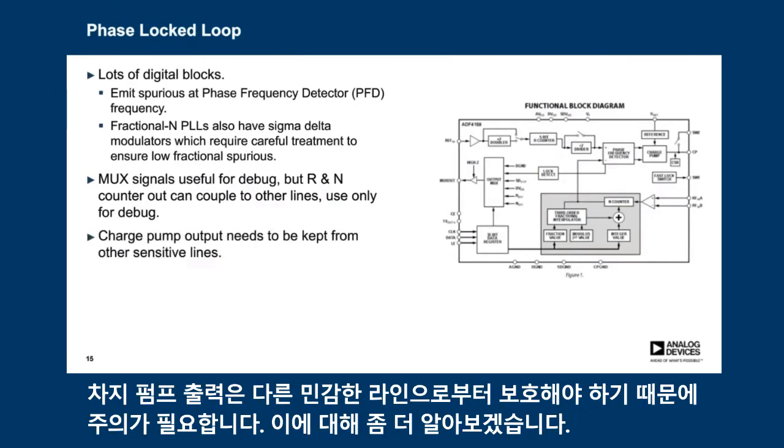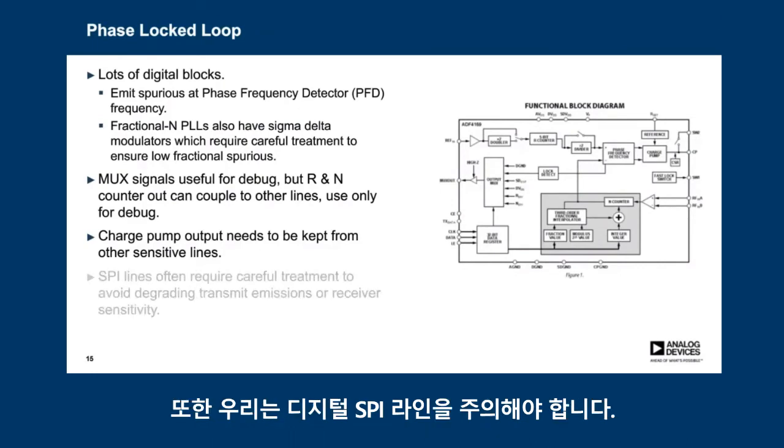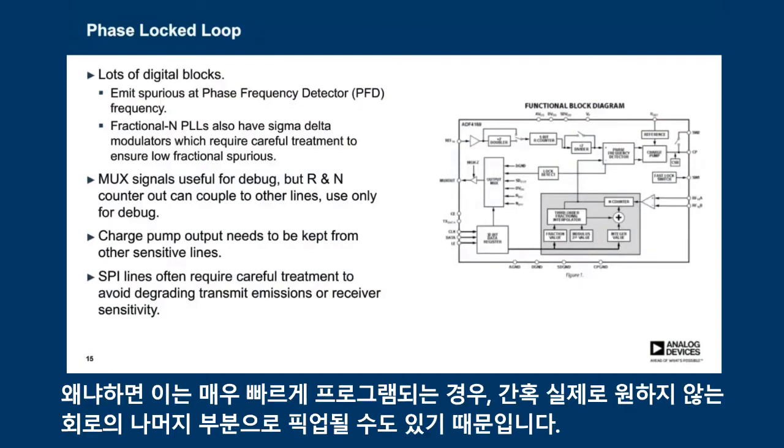The charge pump output then needs to be kept away from other sensitive lines, so care needs to be taken with that. We've more on that in a minute. We also should take care with the digital SPI lines, because if these are being programmed very quickly, they can sometimes be picked up by the rest of the circuit, which we don't really want.